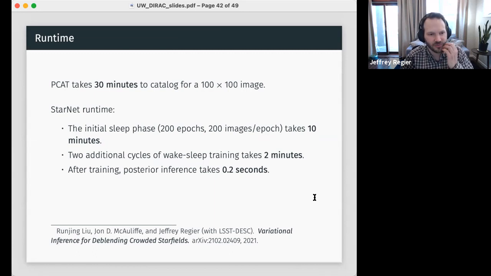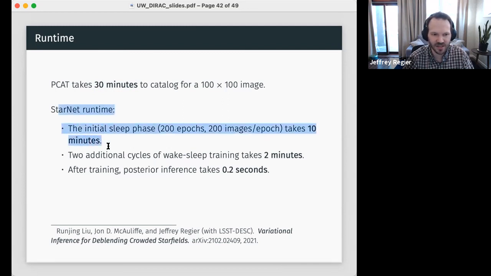In terms of runtime, I said that our nearest competitor, PCAT, takes 30 minutes, which improves on the runtime of a day for some of the earlier MCMC-based approaches for this 100 by 100 image. The Starnet runtime is more nuanced because Starnet has a training phase, whereas PCAT is only doing inference. Starnet first has to train its neural network, and that takes about 10 minutes to do 200 epochs, which we found performed well. After the initial 10 minutes, we elect to do 2 additional cycles of the wake-sleep training. These cycles don't take as long because the initialization is already pretty close to the ground truth. So that takes us up to 12 minutes. But then at that point, the model's trained.